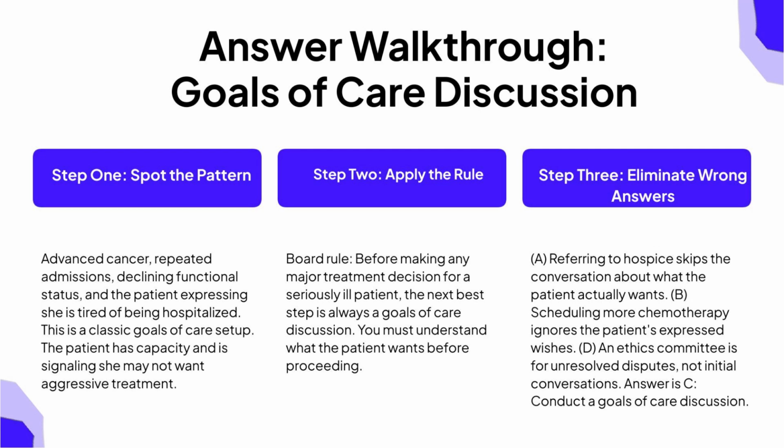Step 2, apply the rule. Before making any major treatment decision for a seriously ill patient, the next best step is always a goals of care discussion. You must understand what the patient wants before proceeding. Step 3, eliminate wrong answers. Choice A, referring to hospice, skips the conversation about what the patient actually wants. Choice B, scheduling more chemotherapy, ignores her expressed wishes.